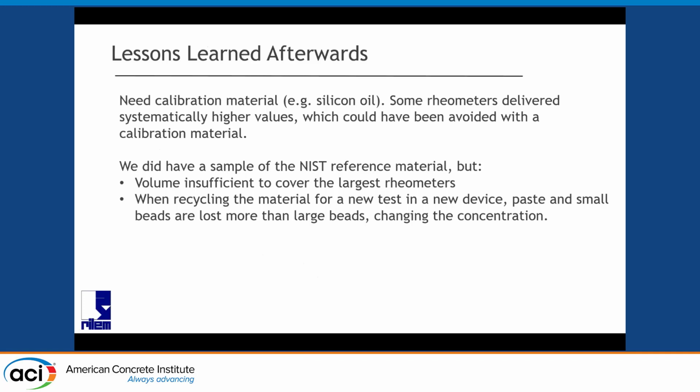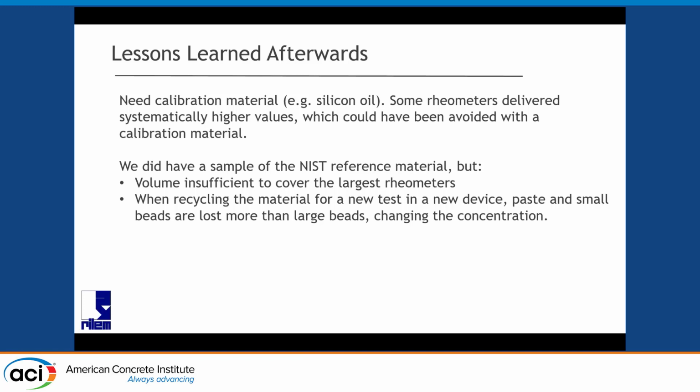The first thing we learned afterwards is that we need some kind of calibration. As you will see in the next presentation, the results are not perfect one-to-one. It doesn't happen. And we want to be able to attribute this to either calibration issues or flow pattern issues. Having a calibration material, or something that can calibrate rheometers or measure torque and rotational velocity, would have been very useful.